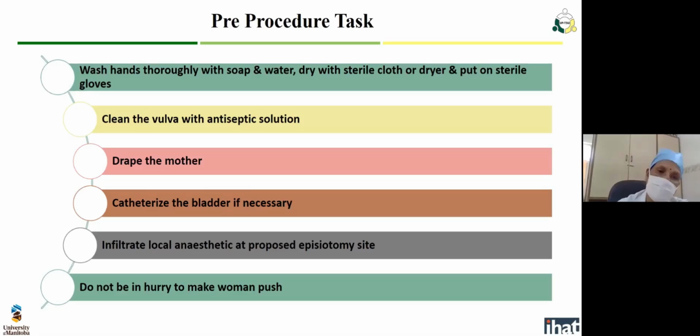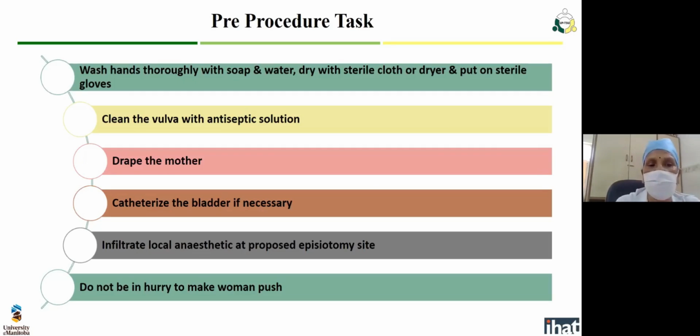Infiltrate 1% xylocaine at the proposed episiotomy site. Proposed means usually we give a mediolateral. How do you make 1% xylocaine? Usually 2% xylocaine is available. For 1%, you take 5 ml of 2% and 5 ml of normal saline, then it will become 1%. So before conducting the delivery, always infiltrate local anesthesia at the proposed episiotomy site, because these patients require an episiotomy most of the time.